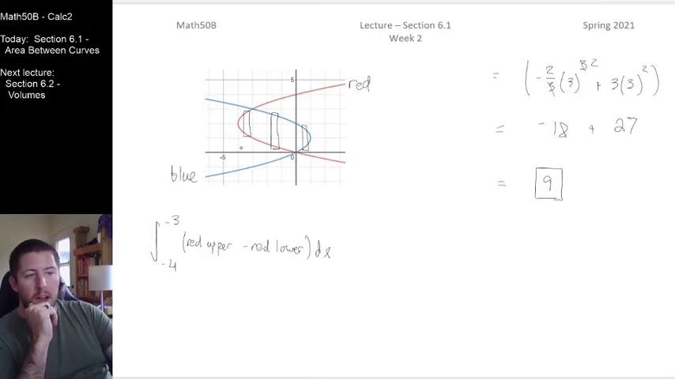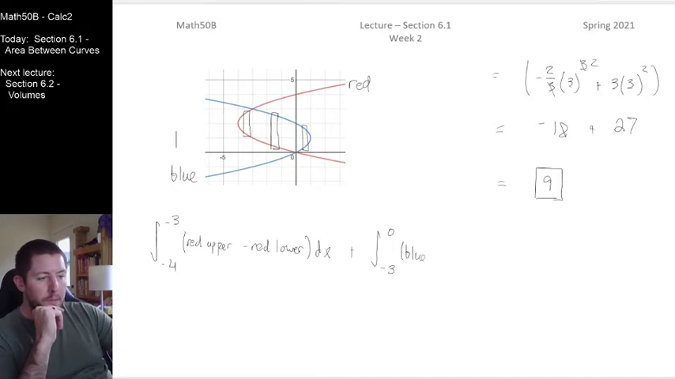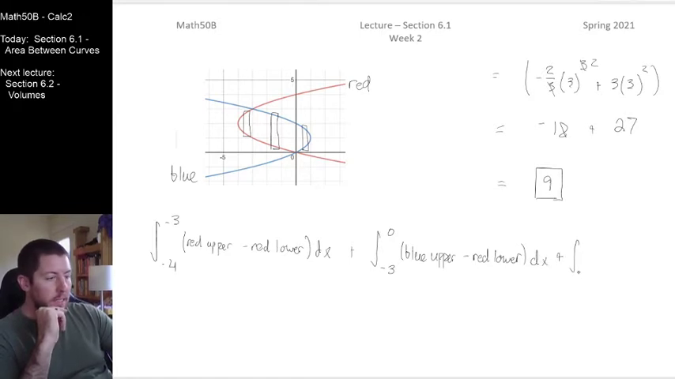-3 and -4 are x values of interest here. Adding to this, we're going to go from -3 to 0, and in this case, we've got blue upper as the top, minus red lower as the bottom. And for our third chunk here, we are looking at 0 to 1. In this case, we have blue upper minus blue lower.